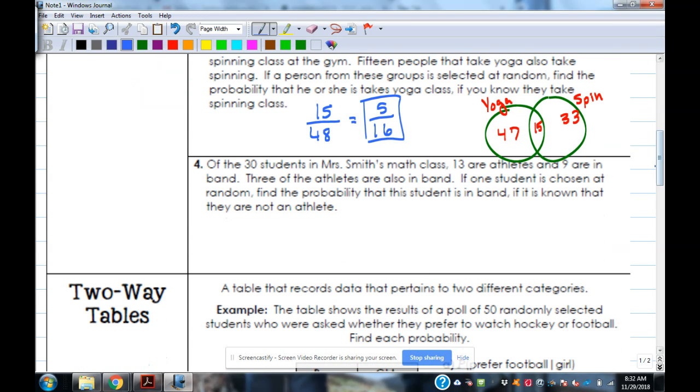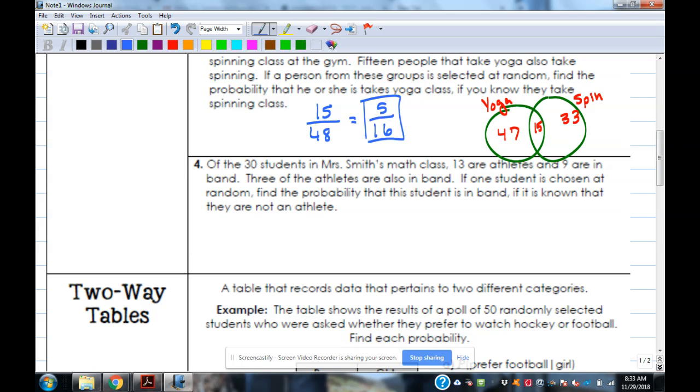So here's a good classroom example that we could do with our group if we wanted to. There's 30 students in the class. 13 are athletes, 9 are in the band. 3 of the athletes are also in band. That's tough to do here, just because of the way the schedule works and you can't get enough classes in if you're in both, okay? So 3 athletes are also in the band. If one student is chosen at random, find the probability that the student is in band if we know they're not an athlete. So this one changes a little bit.